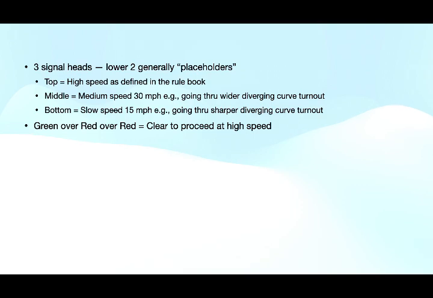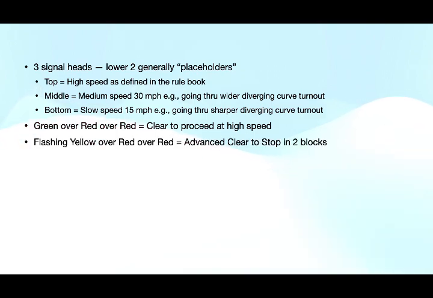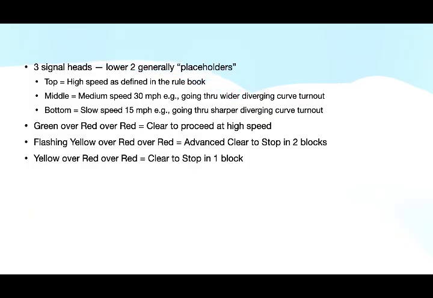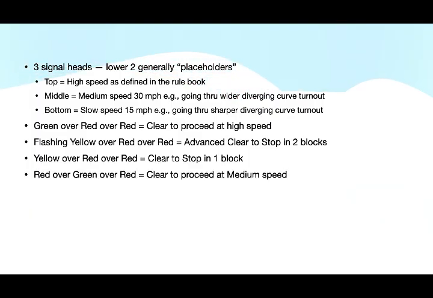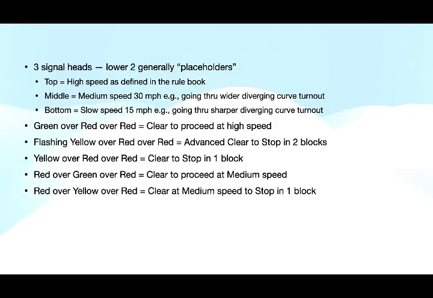Green over red, clear to proceed at high speed. Flashing yellow over red, an advanced clear with expected stop in 2 blocks. Solid yellow over red, you're clear to stop at 1 block. Red over red, clear to proceed at medium speed. Red over red, clear at medium speed to stop in 1 block.